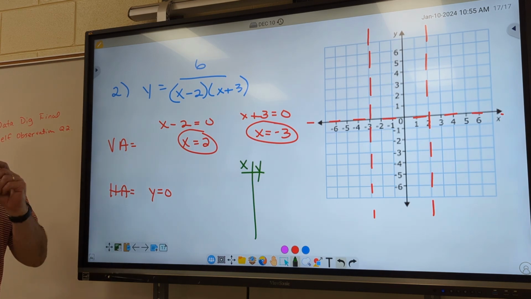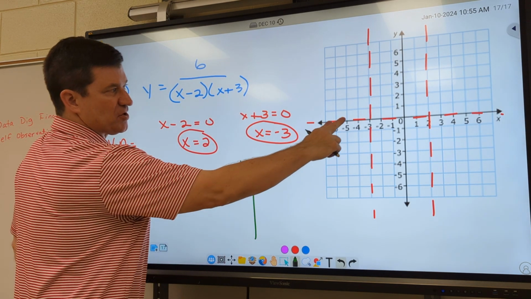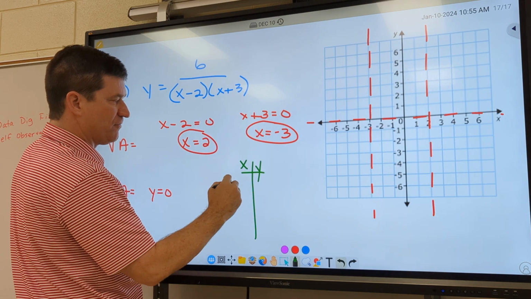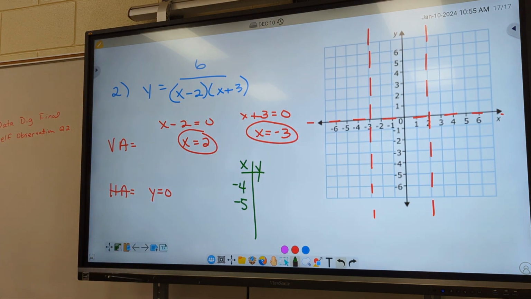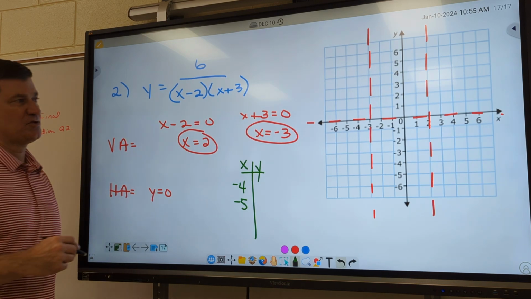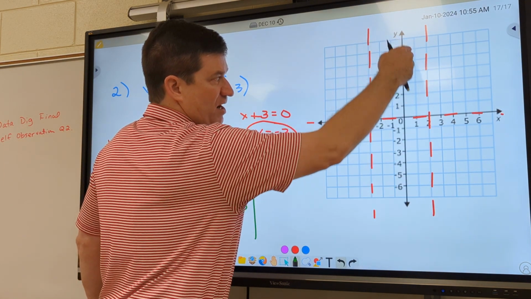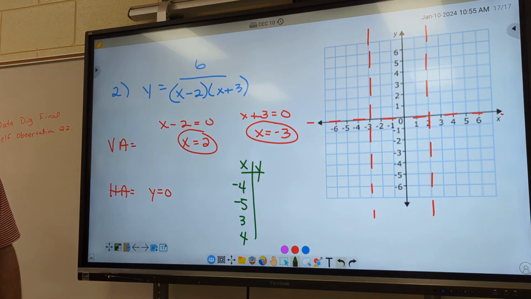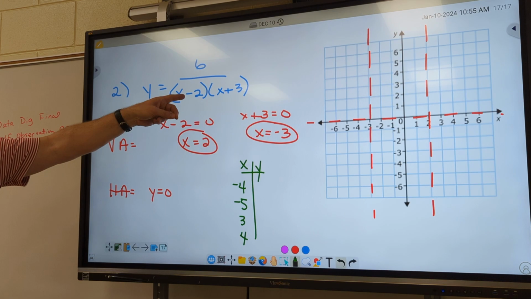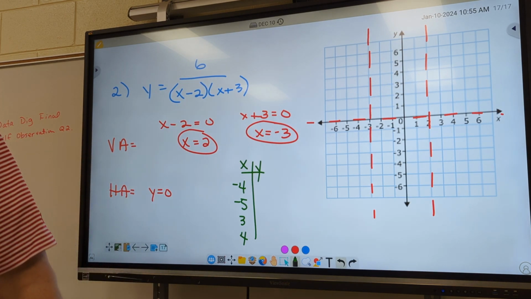Okay, this part's a little different. Two numbers on the left side of this dotted line are -4 and -5. We'll use those. Two numbers on the right side of this dotted line are +3 and +4. We'll use those too. And I'll show you how to do the middle in a minute. Let's do those four first and get our curves up there. All right, so look, on -4, you're going to have to plug it in that spot and that spot. May take you a little bit longer on your calculator.